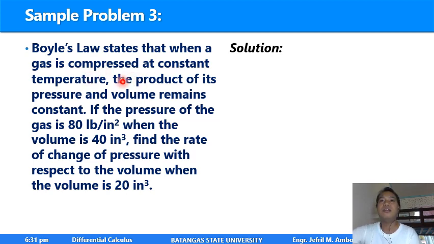So what are the variables? When you say variables, these are the quantities that change, namely the pressure and the volume. We should be able to represent these quantities in terms of variables. For us to easily represent them, the beginning letter of the word will serve as the variable. So we will use P for pressure and V for volume, so that we won't have difficulty. So let P be the pressure and V be the volume.